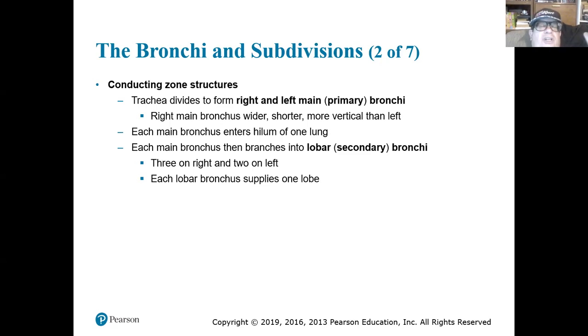The notch in the lungs where the bronchi come in, that's the hilus, same as you saw in other organs, kidneys, say. Each main bronchus will branch into secondary bronchi, one per lobe, so that's why you have three on the right and two on the left.